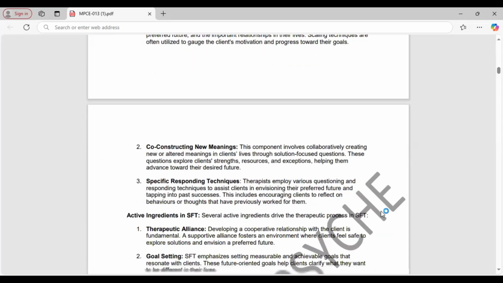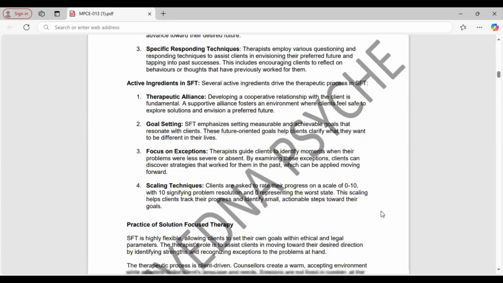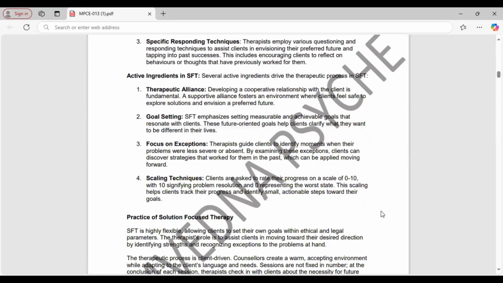Active ingredients in SFT. The main ingredients or main components of SFT are therapeutic alliance, that is a cooperative relationship between client and therapist which is fundamental for exploring solutions. Goal setting. SFT emphasizes clear achievable goals to guide therapy. Focus on exceptions. Clients are guided to identify when problems were less severe or were not there, applying these strategies in the future. Scaling techniques. Clients rate their progress on a scale to track improvement and establish small goals.